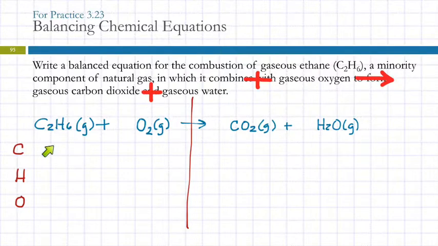So in C2H6, I have 2 carbon atoms, and there are 6 hydrogen atoms, and there are no oxygen atoms. I used to put zeros, but they look a lot like O's, so I'm just going with a dash. There's nothing there. In O2, how many carbon atoms? No carbon atoms. How many hydrogen atoms? None. How many oxygen atoms? 2, right? This is O2. You guys with me? Kind of sleepy this morning.